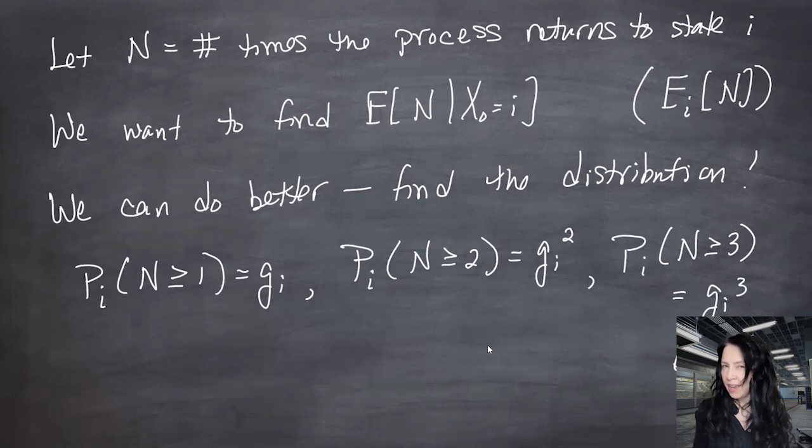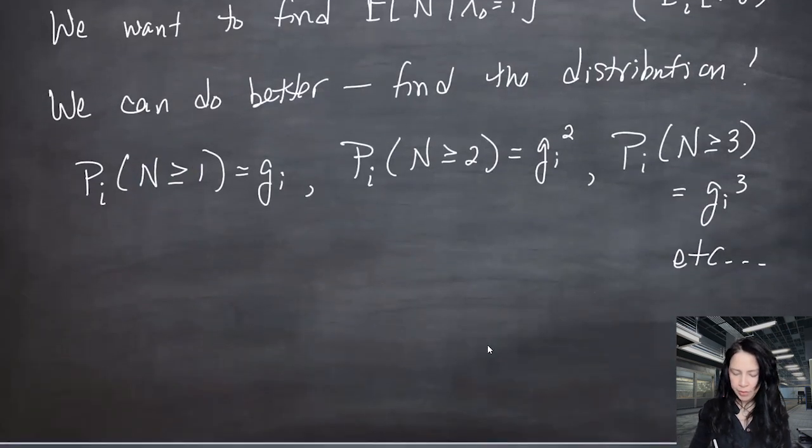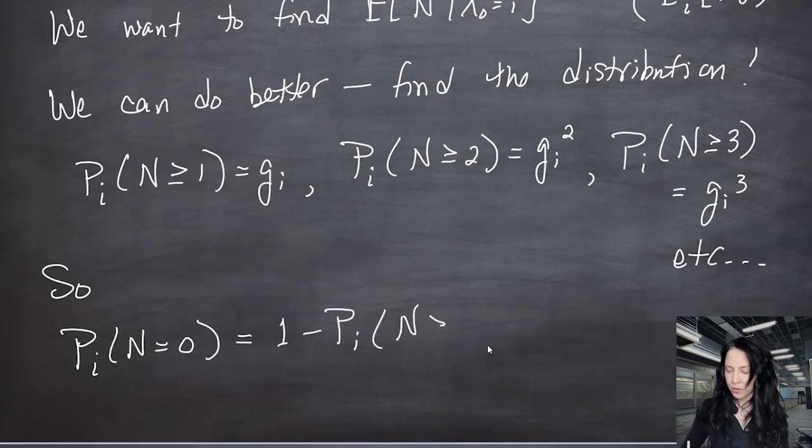So N is a discrete random variable, and it can take on the value zero because we might never return. So let's actually find not these weird tail probabilities, but actual individual probabilities. So I can say the probability starting from I that N is, say, zero. This is one minus the probability in this conditional land that N is greater than or equal to one, since it can take on the value zero, one, two on up. So I'm just trying to isolate zero. And we already know this is one minus G sub I.